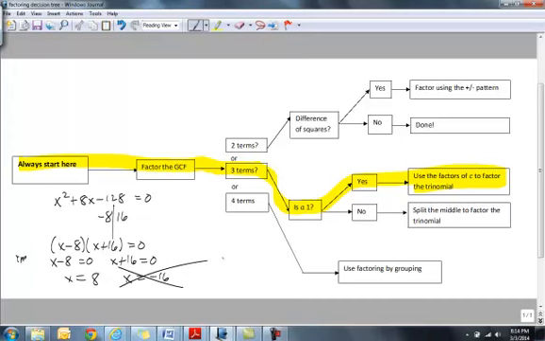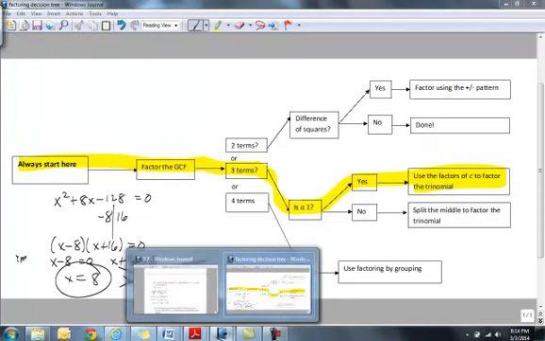Negative 16 doesn't make any sense. You can't have a negative radius of a circle, and so we only take x is equal to 8.